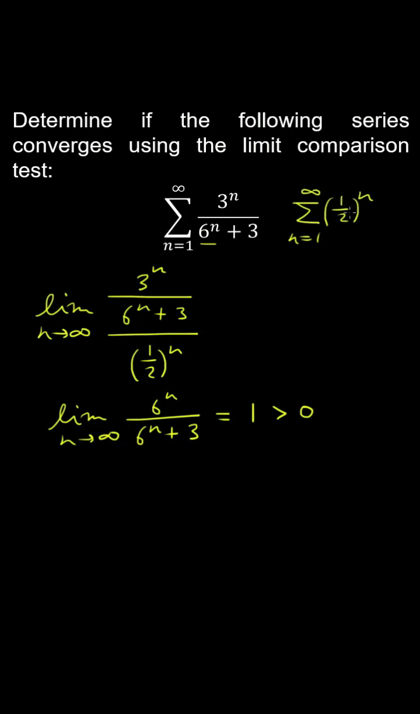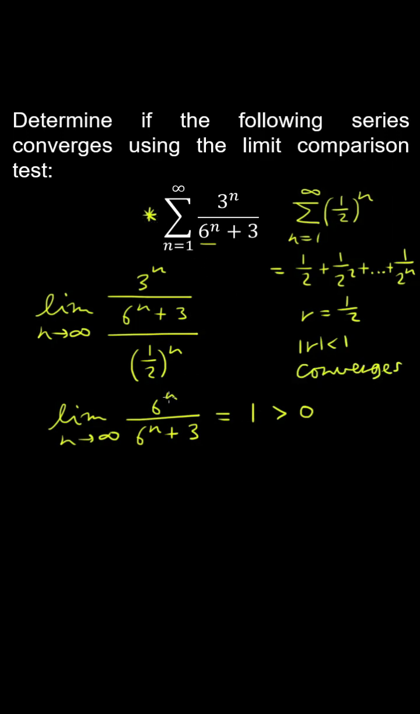or diverge. And if you expand this series, well, this is a geometric series with a ratio of 1/2. And given that the absolute value of the ratio is less than 1, we know this geometric series converges. And by the limit comparison test, this series also converges.